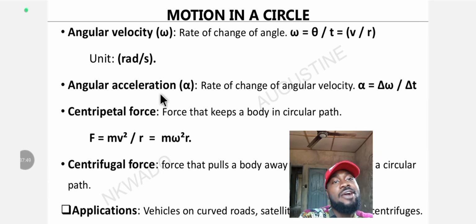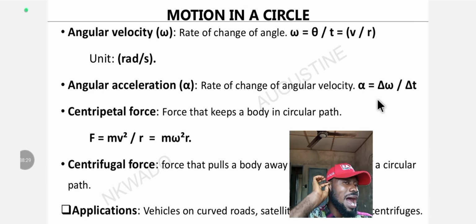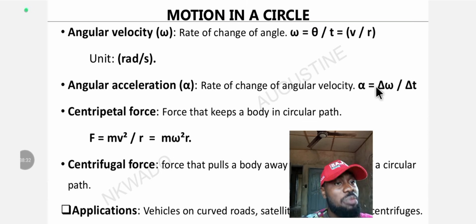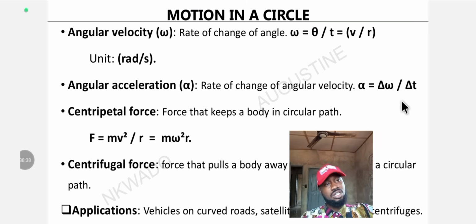So the next we have here is angular acceleration. What is angular acceleration? It is the rate of change of angular velocity. Remember the way I defined angular velocity for you, I said the rate of change of angular displacement. Angular acceleration is the rate of change of angular velocity. As easy as that. And what is the formula? Since it's the rate of change of angular velocity, the formula will be change in angular velocity over change in time.